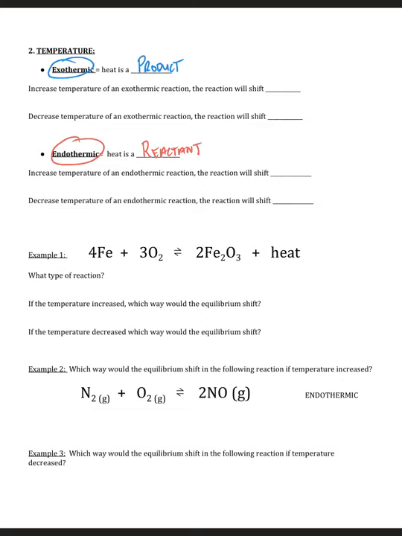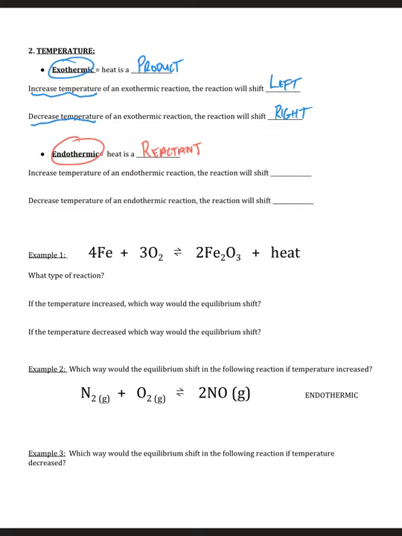So with an exothermic reaction, if you increase the temperature, knowing that heat is a product, well, the reaction is going to shift in a way to reduce that stress. So it's going to shift to the left or away from that heat to reduce the stress. Now, if you decrease temperature of an exothermic process or reaction, the reaction is going to shift towards heat, and shifting towards heat here would be towards the products or to the right.